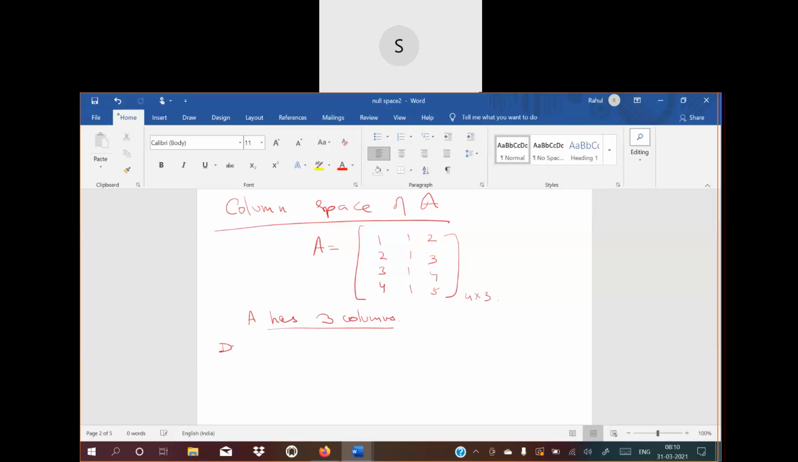So, the definition of column space: let A be an M cross N matrix. The subspace of R^m spanned by the column vectors of A is called the column space.